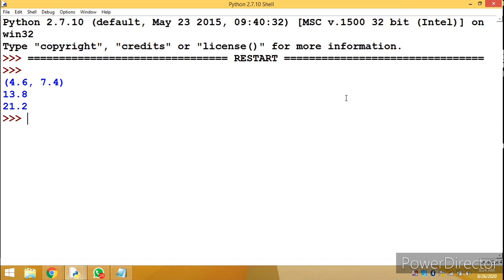Sir, I have executed this program in my Python, and sir, I am not getting a comma there. You are not getting the comma there. Yes, sir. Look here. It varies from version to version. You are getting 4.6 and 7.4. I hope so. Yes, sir. So that is also correct.